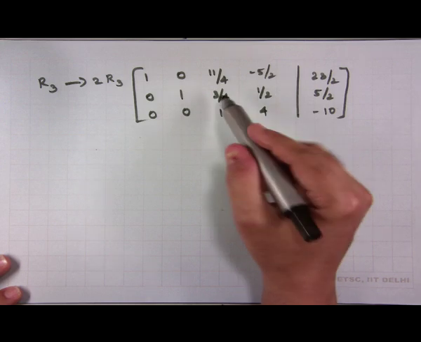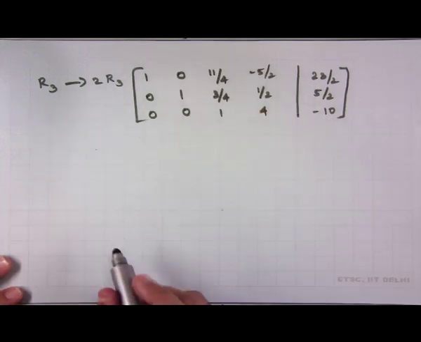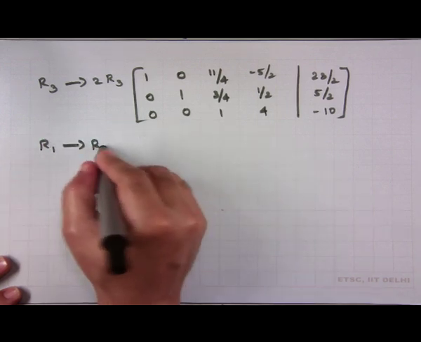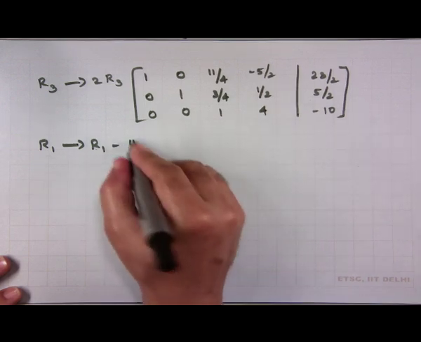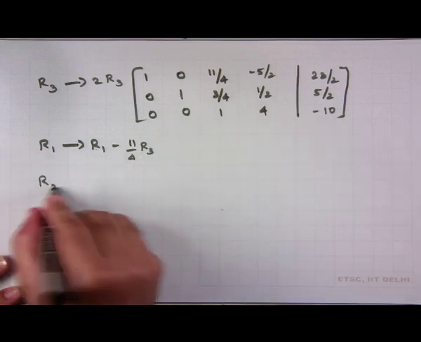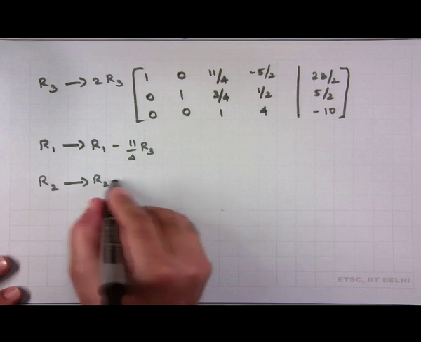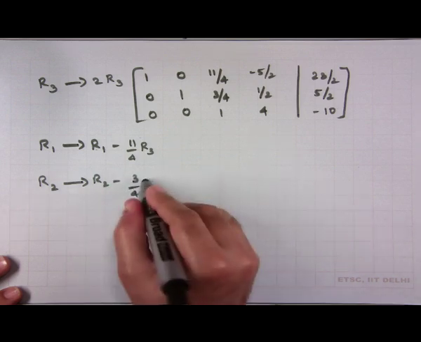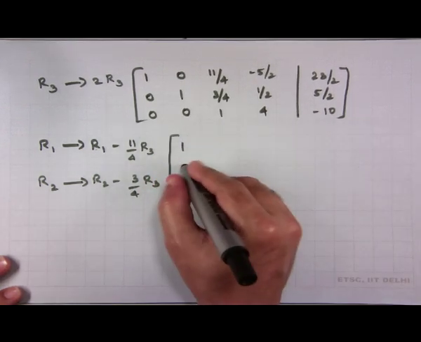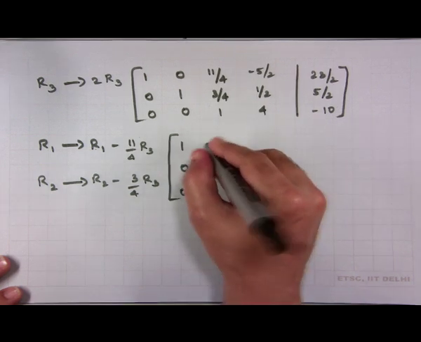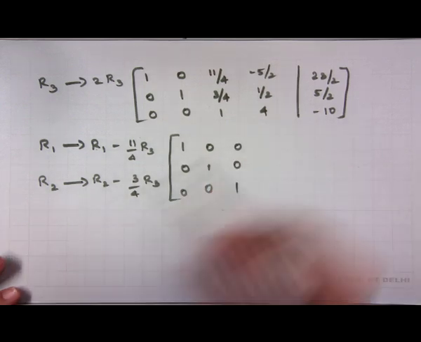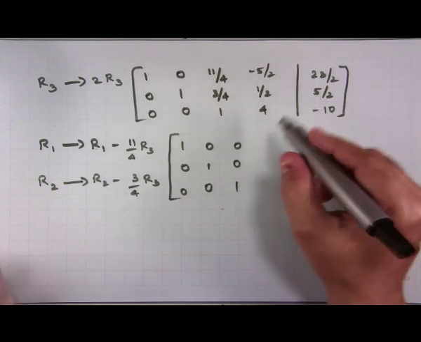Let us convert the other elements 3 by 4 and 11 by 4 into zeros. R1 is replaced by R1 minus 11 by 4 times R3, R2 is replaced by R2 minus 3 by 4 times R3. The first 3 columns are just going to be 1 0 0, 0 1 0 and 0 0 1. Now, let us try to manipulate the remaining columns.